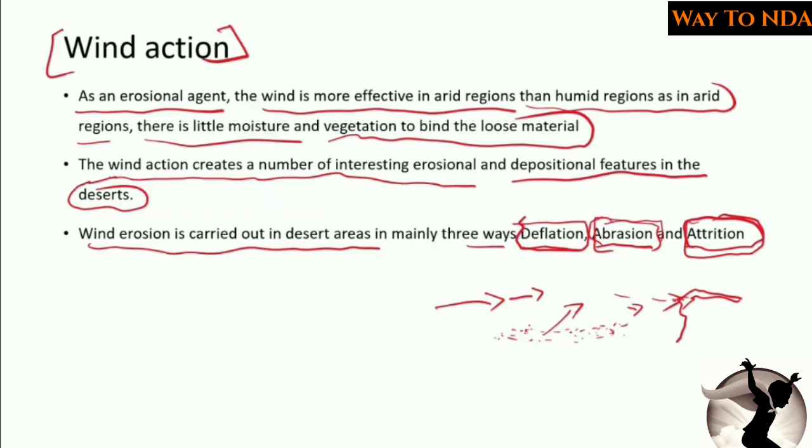When they are blowing away with the wind, they will collide among themselves and try to wear away each other, and they will get converted into fine and polished particles. They may get converted into fine silt or sand. So we have three: deflation, abrasion and attrition. Attrition is among the particles only, abrasion is on the rock structures, and deflation is when the loosened particles get blown away by the wind.